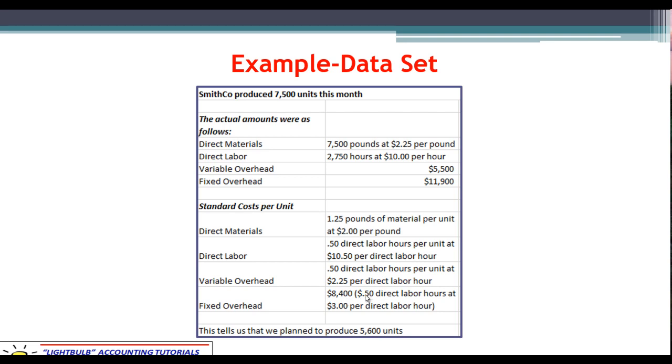And by the way, this should not be a dollar sign. It should be 0.50 direct labor hours expected for every unit, multiplied by $3 per direct labor hour. In other words, 3 times 0.5, we expected to use $1.50 of fixed overhead per unit. If you take 8,400 divided by 1.5, you'll get 5,600 units. But you don't need to spend too much time on that because they'll probably give you the 5,600 units. Just keep that in the back of your mind.